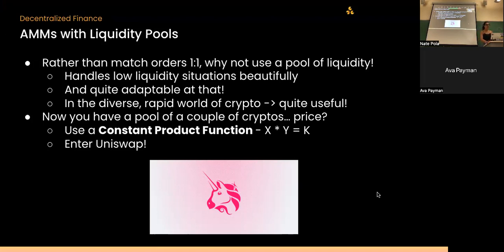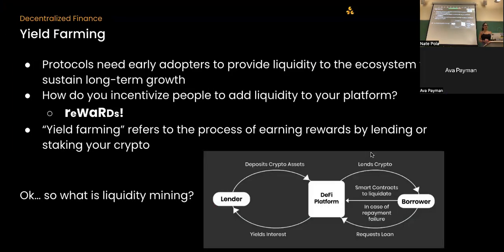Okay, I'm gonna quickly move through the next one, sorry. Okay, yield farming, has anyone heard of yield farming? Raise your hand. No, okay. Then I guess I got a little bit too in the weeds here, but if you ever hear someone say, oh, I'm yield farming on this protocol, it basically just refers to the process of earning rewards by lending or staking your crypto. So protocols will incentivize you to lend your crypto by giving you a portion of the protocol rewards that they receive from lending out that crypto. That's what yield farming is.